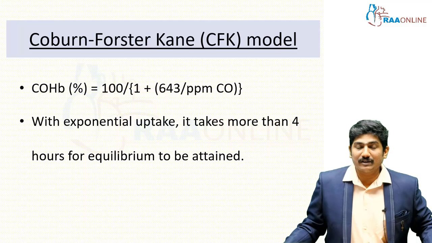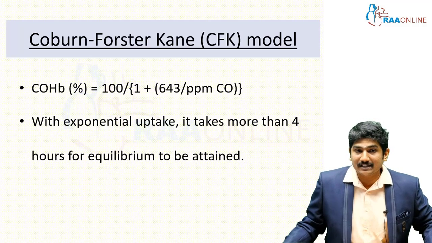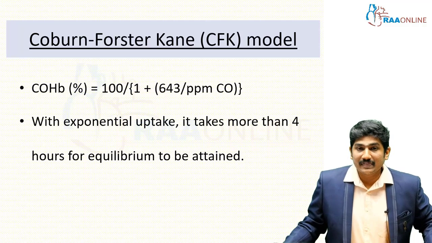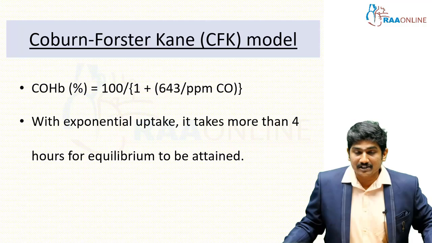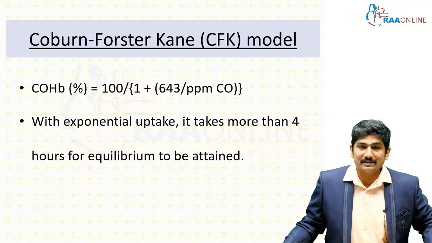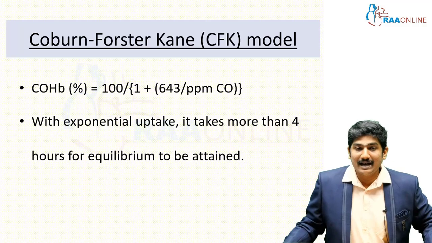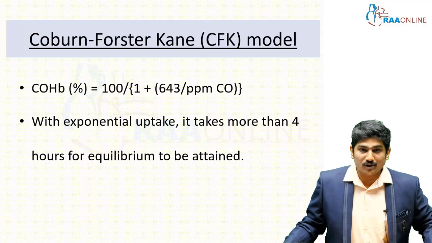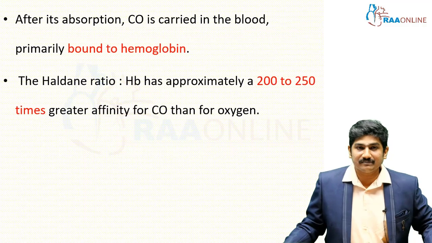It takes more than 4 hours for equilibrium to be attained. Once you are exposed to carbon monoxide in a particular environment, it takes around 4 hours for it to equilibrate inside your body. So this model tells you about the post-equilibrium status of carbon monoxide. What I am trying to say is, if you are exposed to a very high concentration of carbon monoxide, even before 4 hours, highly toxic levels can be present in your blood. So this model is only for after equilibrium, that is after 4 hours. Acute severe exposure to carbon monoxide cannot be calculated by this model.